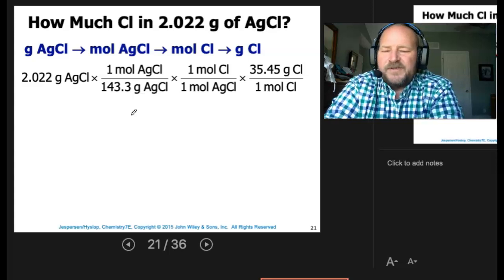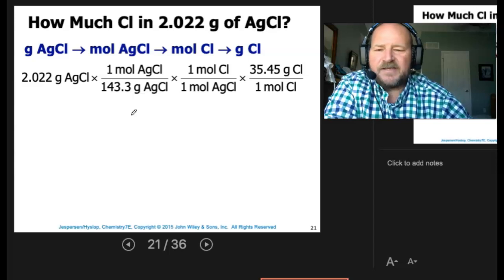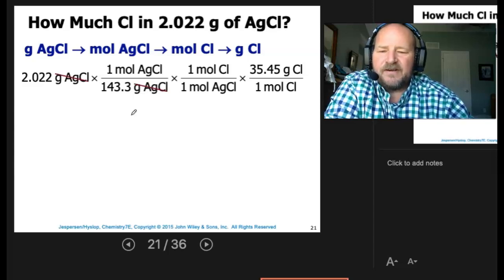We're going to start with 2.022 grams. We're going to go to our handy dandy periodic table. We find out that's 143.3 grams for each mole. So now we'll be in moles of silver chloride. For every 1 mole of silver chloride, we produce 1 mole of chloride. Silver chloride moles will cancel out.